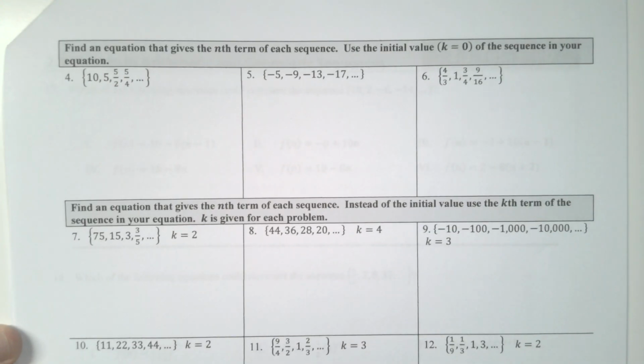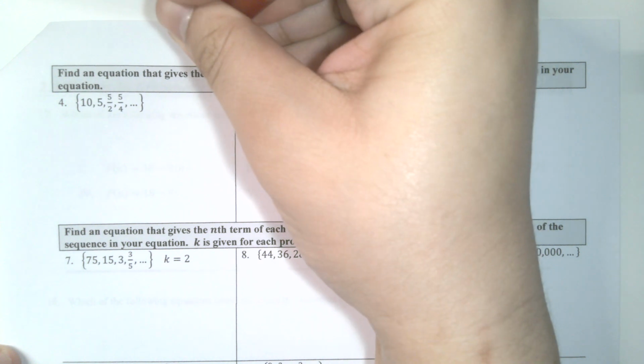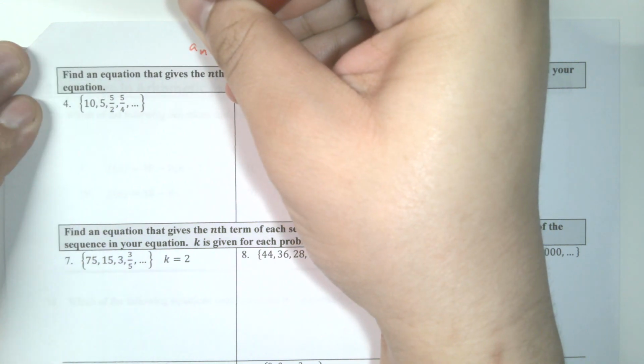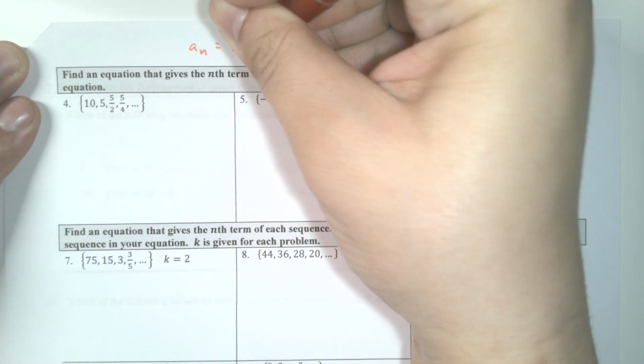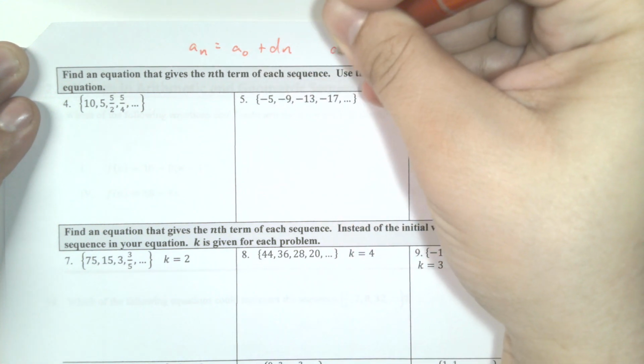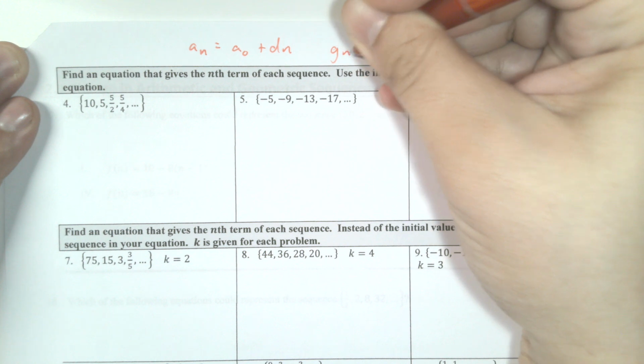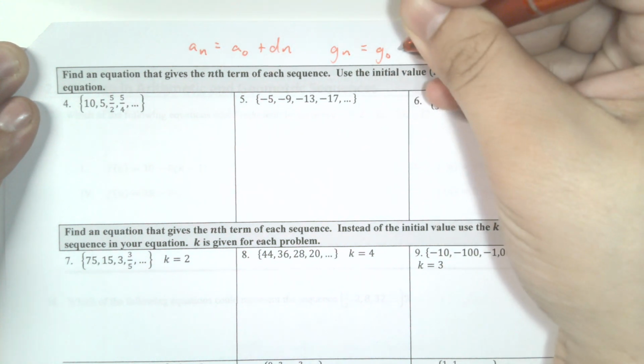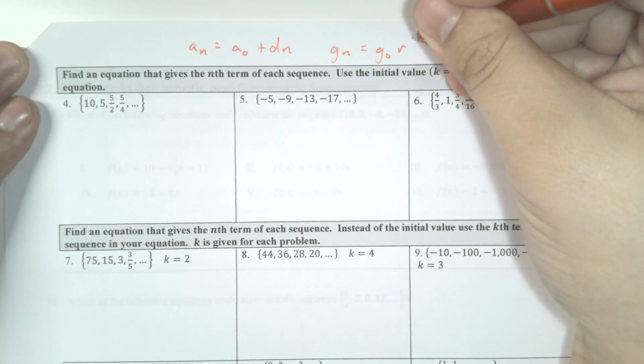So let's look at the next set of problems. So let's look at number 4. So it's the same instructions as before. We're going to use that a sub n is given by a sub 0 plus d times n, and we're going to use that g sub n is equal to g sub 0 times the common ratio to the power of n.